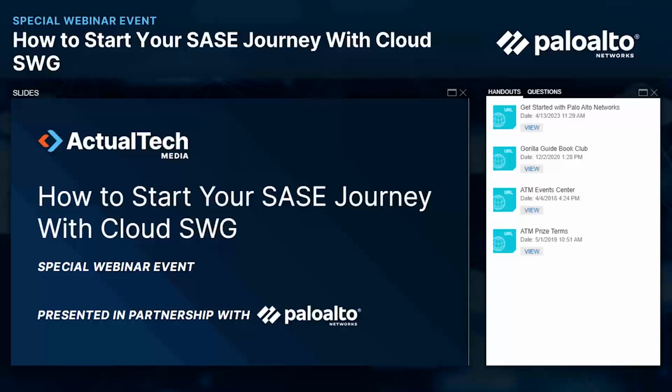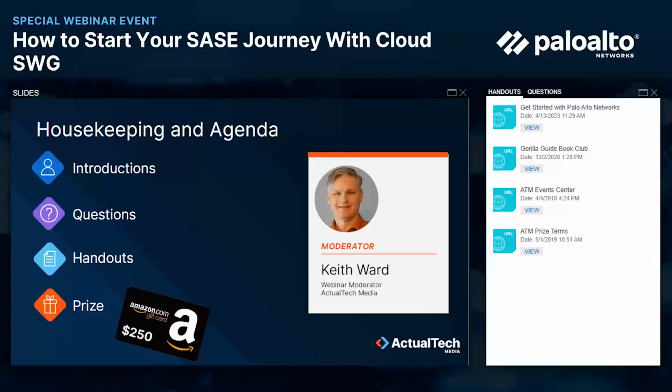Now I've got a question for you right off the top today, and that is, are you feeling sassy? If you are, you're in the right place because we've got a sassy event. By sassy, of course, I mean Secure Access Service Edge. And the event is called How to Start Your SASE Journey with Cloud SWG. Now that's an intriguing title, isn't it? So let's get to it.